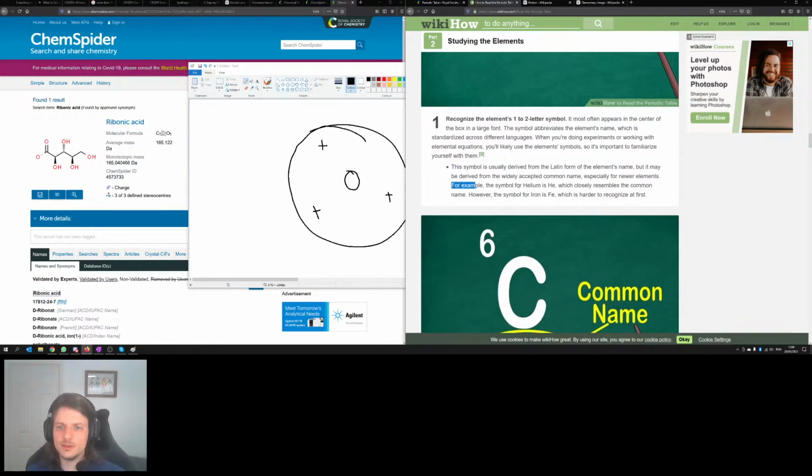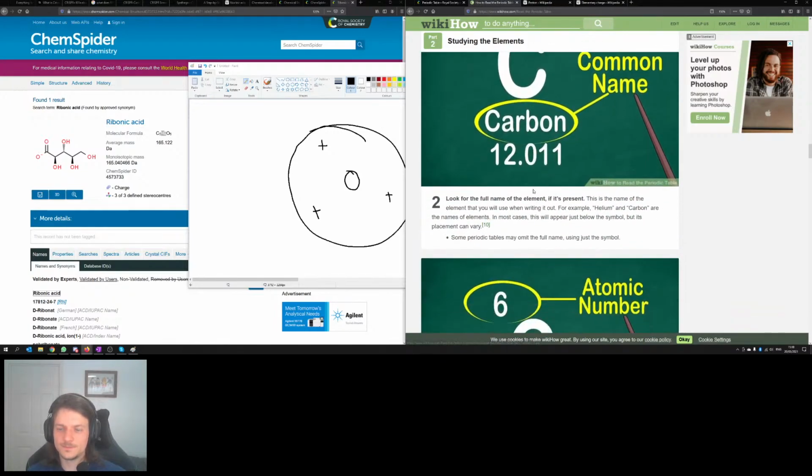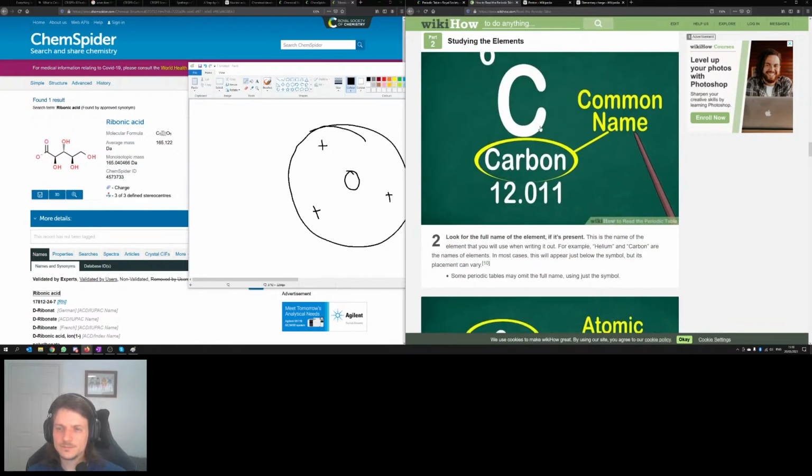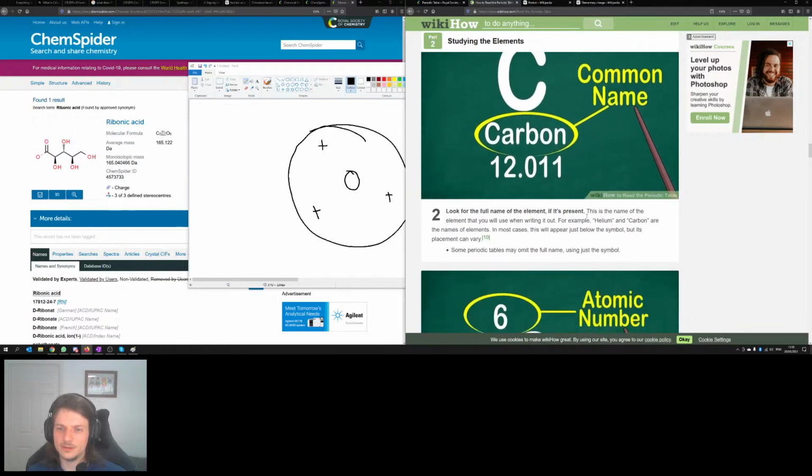For example, the symbol for helium is He, which closely resembles the common name. However, the symbol for iron is Fe, which is harder to recognize at first. Was that Greek, did it say? Or Latin? Latin. Where did it say that again? There, okay. Common name, carbon.